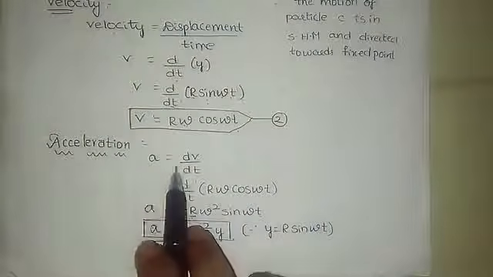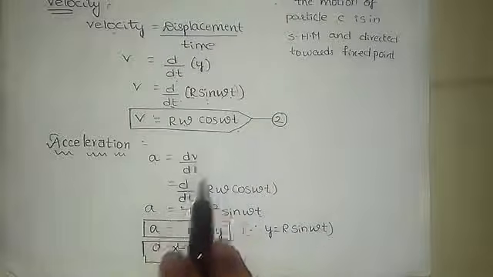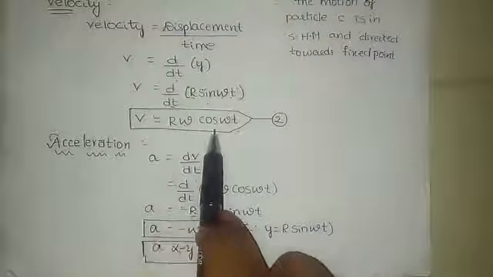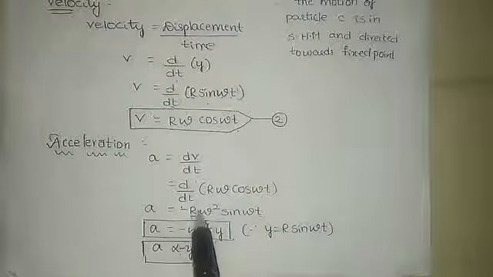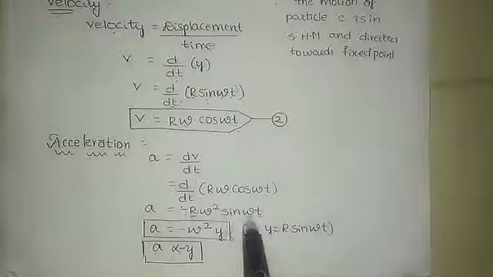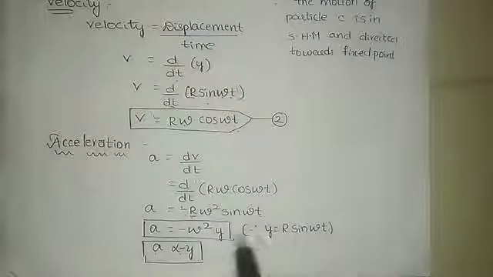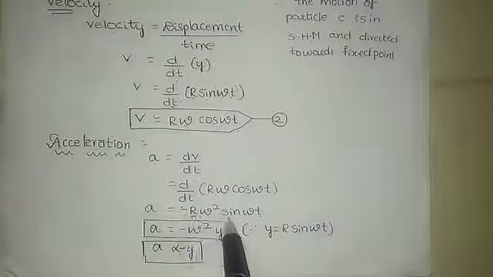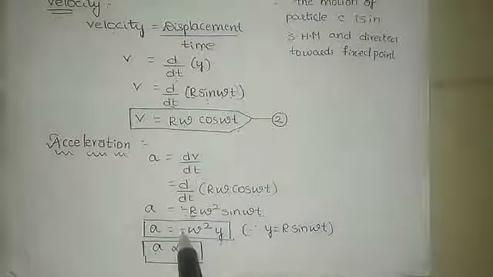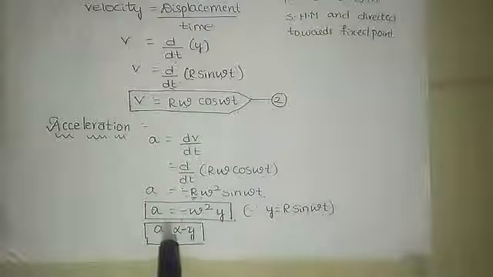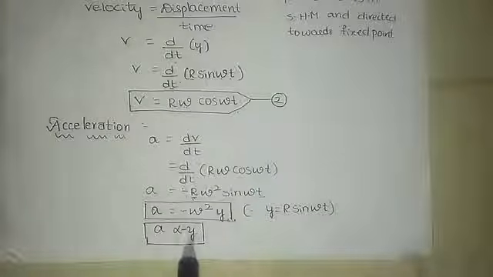here the acceleration a is equal to differentiating the velocity with respect to time. Here v is r omega cos omega t. So here we have to differentiate. It gives minus r omega square sin omega t. We know that y is equal to r sin omega t. So in place of r sin omega t, I am writing y, so minus omega square y. So we got the equation. A is equal to minus omega square y, which is directly proportional to minus y, the displacement.